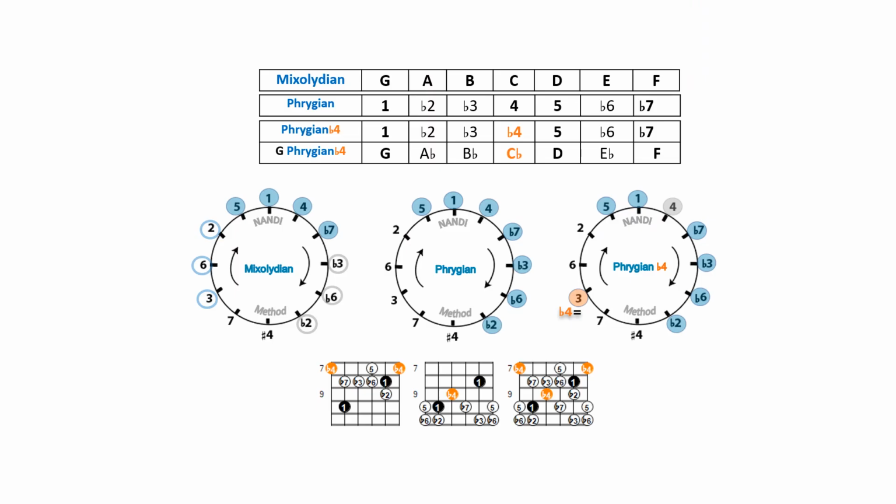The next scale is G Phrygian flat 4, the third mode of E flat harmonic major. Comparing the three illustrated scales, we observe these differences. In Mixolydian, the 3, 6, and 2 are replaced by flat 3, flat 6, and flat 2 in Phrygian. The only difference between Phrygian and Phrygian flat 4 is the fourth degree.